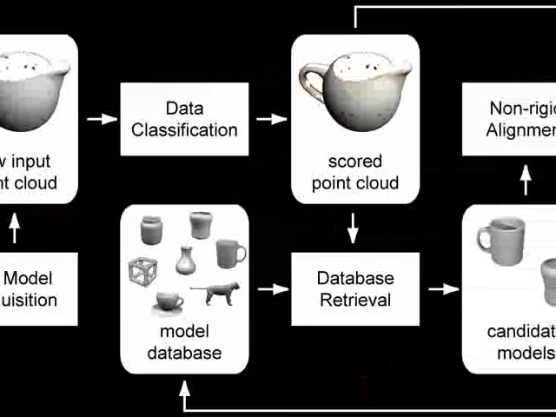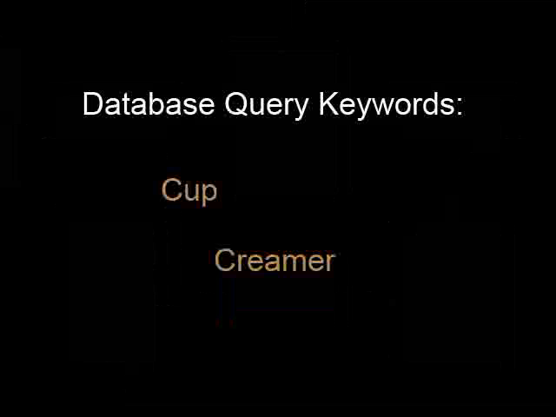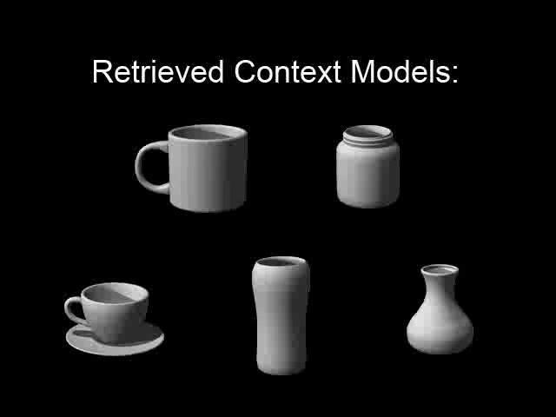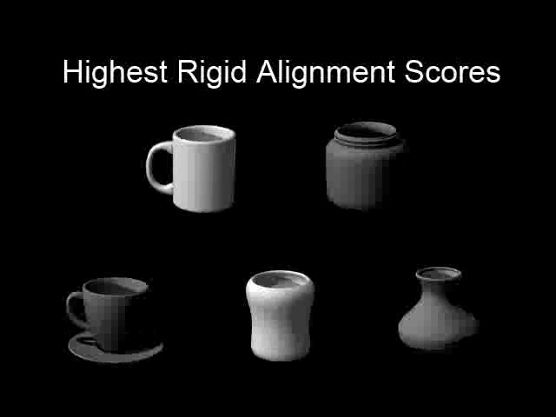Given the scored point cloud, we retrieve suitable candidate models for shape completion from a 3D model database. The search space is first confined using textual search with a few descriptive keywords provided by the user. The retrieved models are then rigidly aligned with the input data, and the best matching shapes are selected as context models.